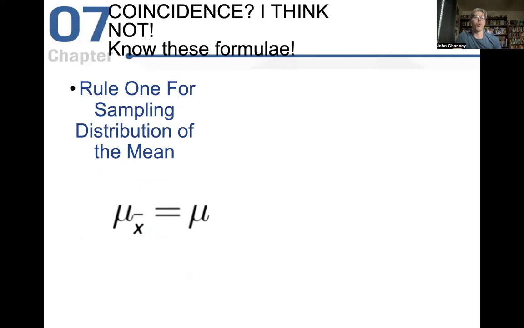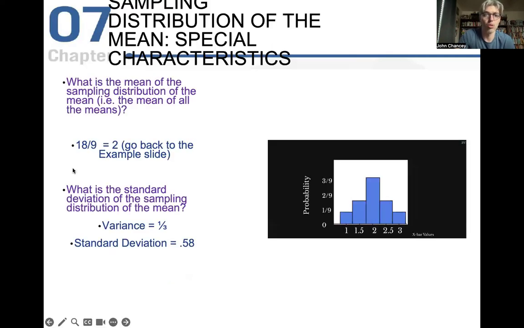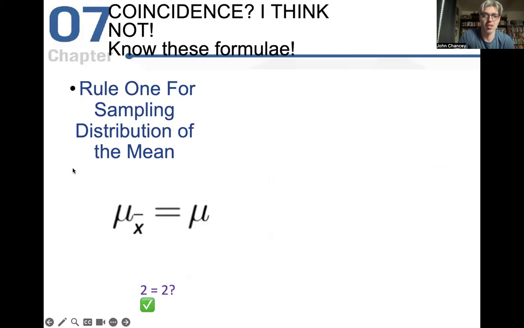So our rules for looking at the sampling distribution of the mean: the mean of our population is what our mean from our sample should look very close to, if not identical to. So that's what this is referring to. And previously, in that other example, our sample mean of 2 looks just like our population mean, in this case of 2.